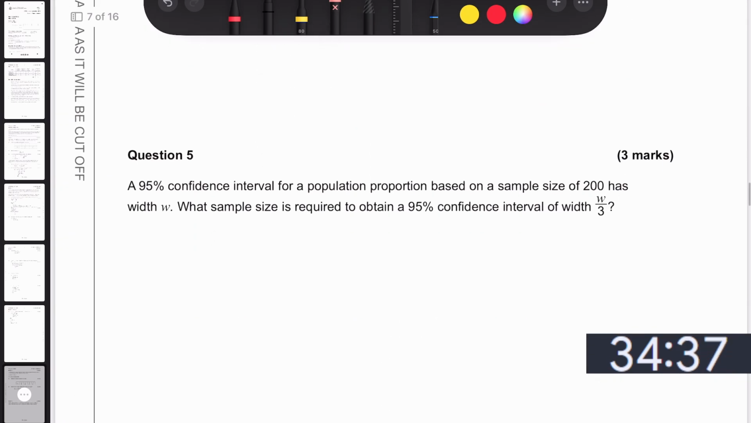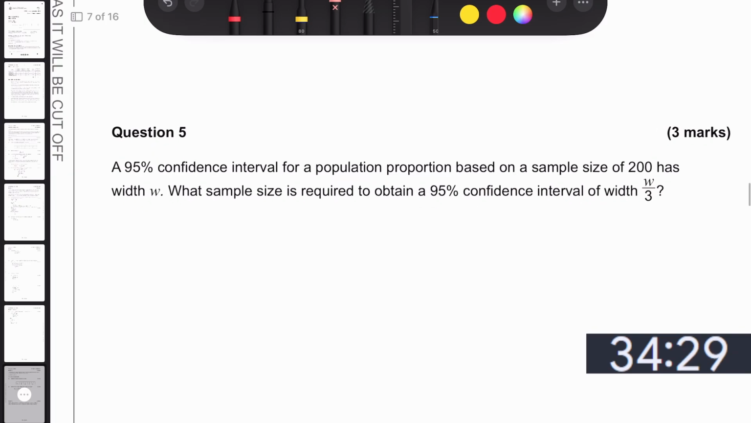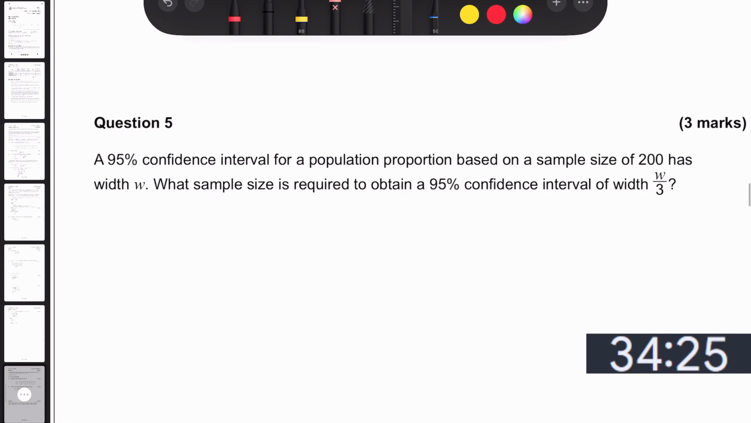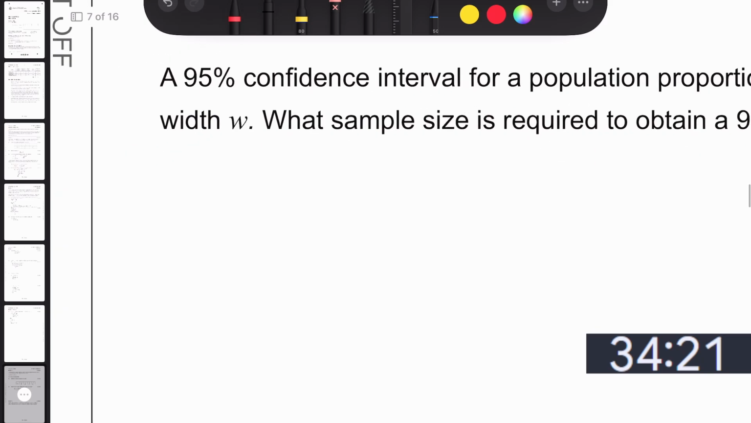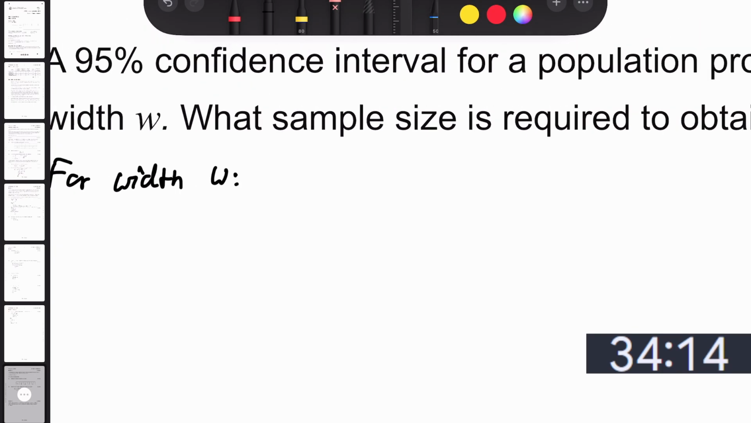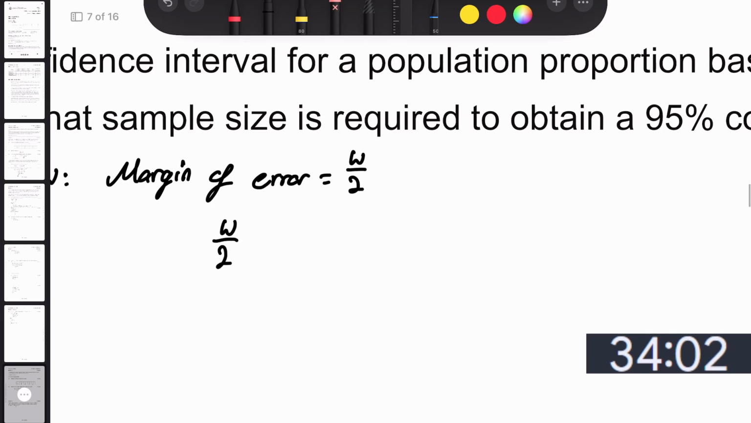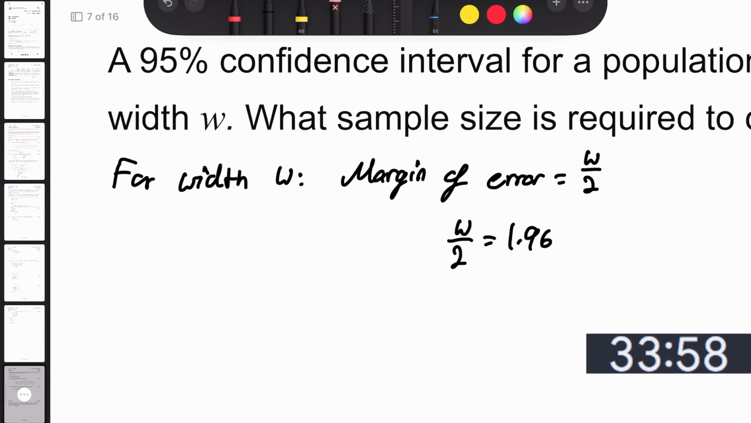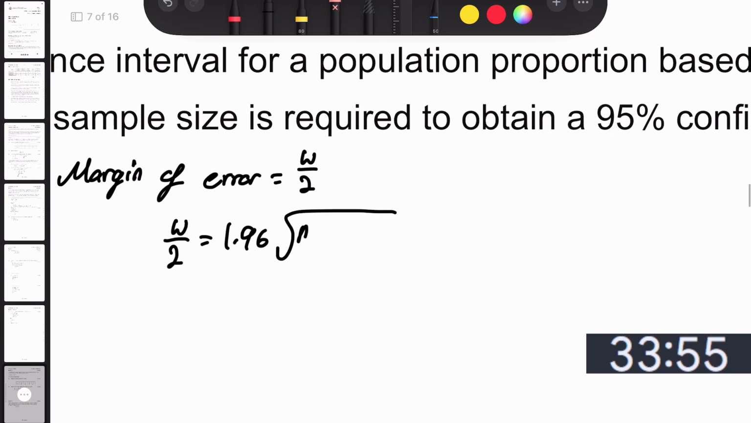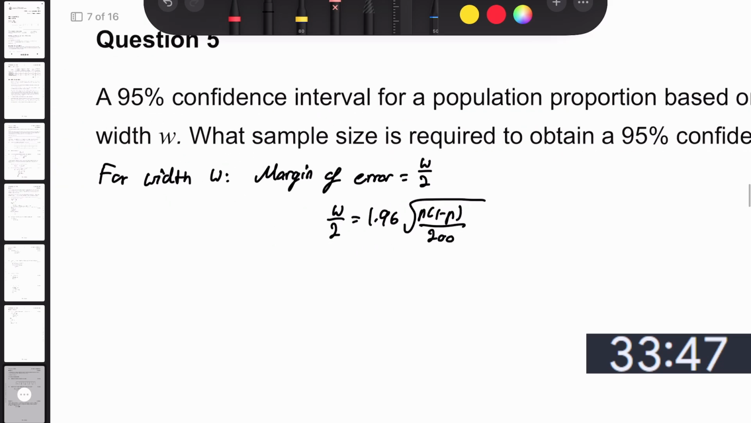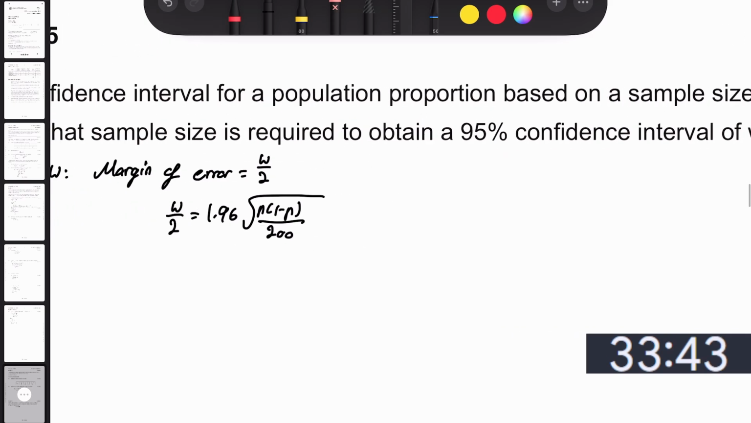A 95% confidence interval for population proportion based on a sample size of 200 has a width of W. What sample size is required to attain a confidence interval of width W on 3? So for width W, we'll say that margin of error is equal to W on 2. So W on 2 is equal to 1.96 square root of P(1 minus P) on 200. What sample size is required to obtain a width of that?